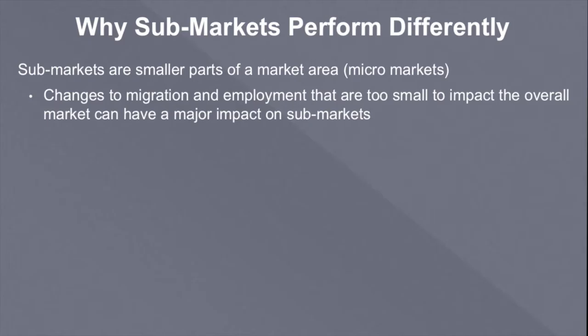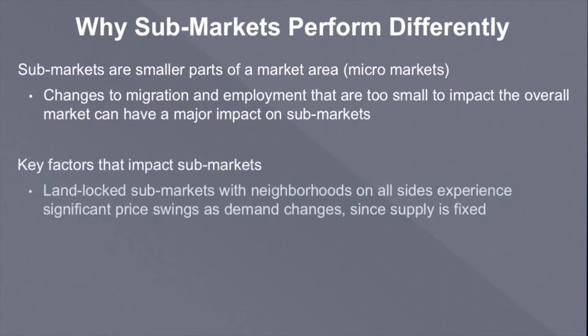In La Jolla, California, if you have a popular restaurant and a new coffee shop opens on the main street in town, that actually impacts the market. It really does. So small things can really be meaningful in small, micro, or submarkets. Landlocked submarkets with neighborhoods on all sides experience significant price swings as demand changes because the supply is fixed. So you're only really looking at one factor.